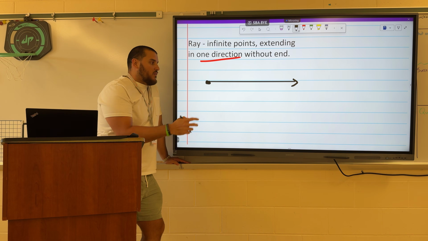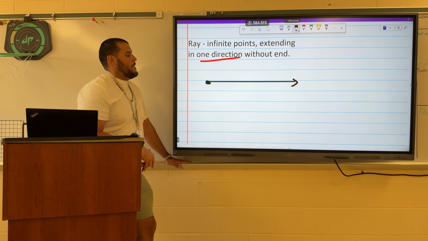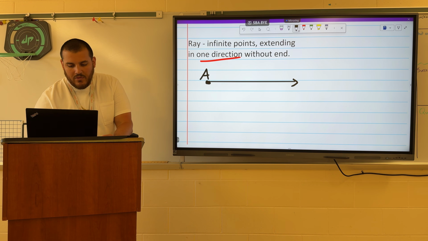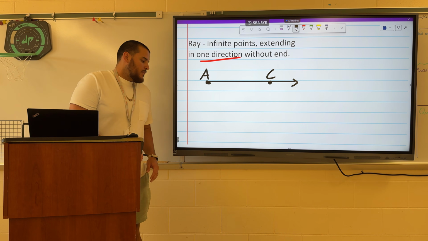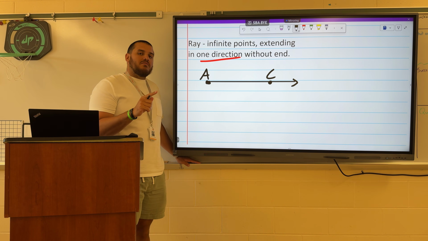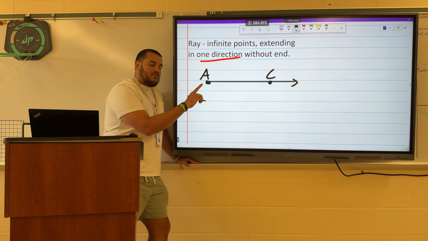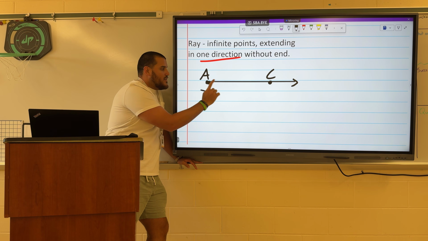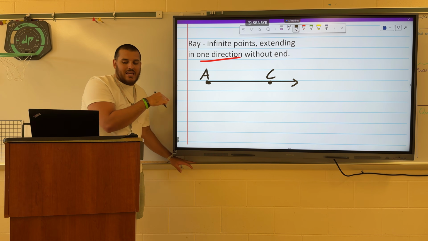Like a line, in order to name a ray, we need to have at least 2 points on that ray, right? So we need a point on the endpoint, call that point A, and then we need a point somewhere else on our ray, right? So let's call this point C. Now for a ray, the order of the name matters. I cannot call this ray CA. The way we want to think of this is a ray that starts at point A and then passes C forever, so that A has to be the first letter in the name. So the only name for this ray is ray AC.